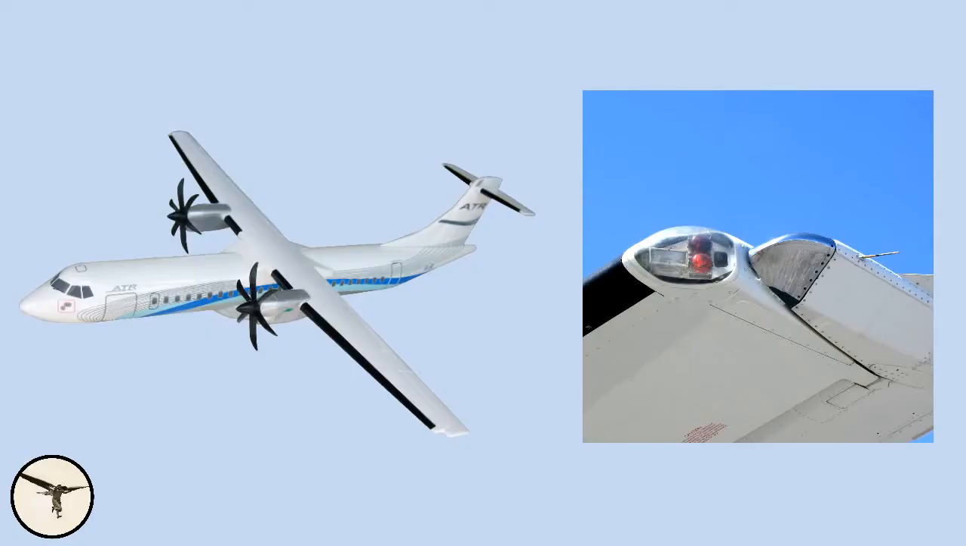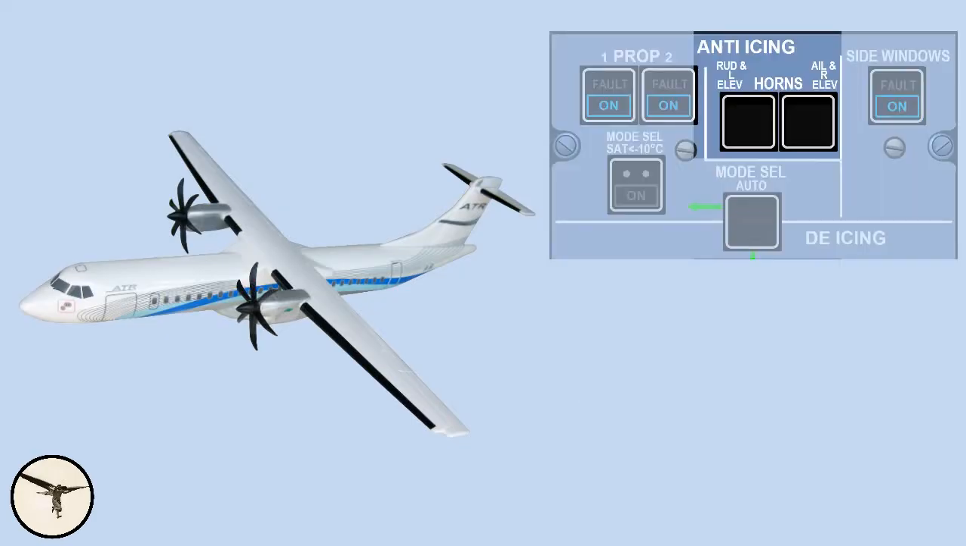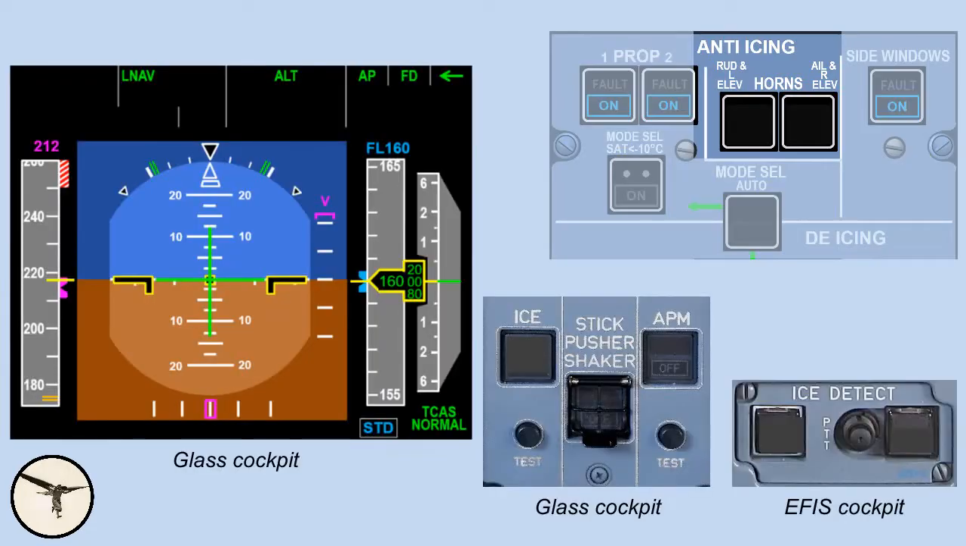All primary flight controls, ailerons, elevators and rudder, have aerodynamic horns that make it easier for the pilots to control the aircraft. They are heated by AC wild electrical power. There are 2 push buttons. The left push button controls rudder and left elevator horns heating, and the right push button controls ailerons and right elevator horns heating. When one of the push buttons is pressed in, a green icing AOA light illuminates on the ice push button.